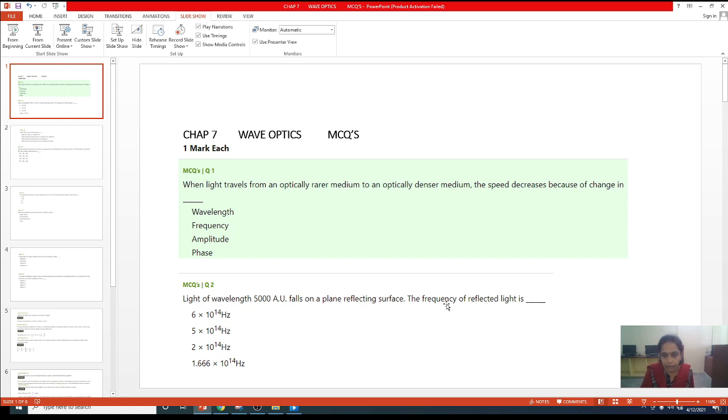Formula is, you know this very well, nu is equal to c upon lambda. C means velocity of light. It is equal to 3 into 10 raised to 8 meter per second, and lambda is 5 into 10 raised to minus 7. Therefore, it becomes 0.6 into 10 raised to 15 hertz, and therefore it is similar to 6 into 10 raised to 14 hertz. Okay, then next one.